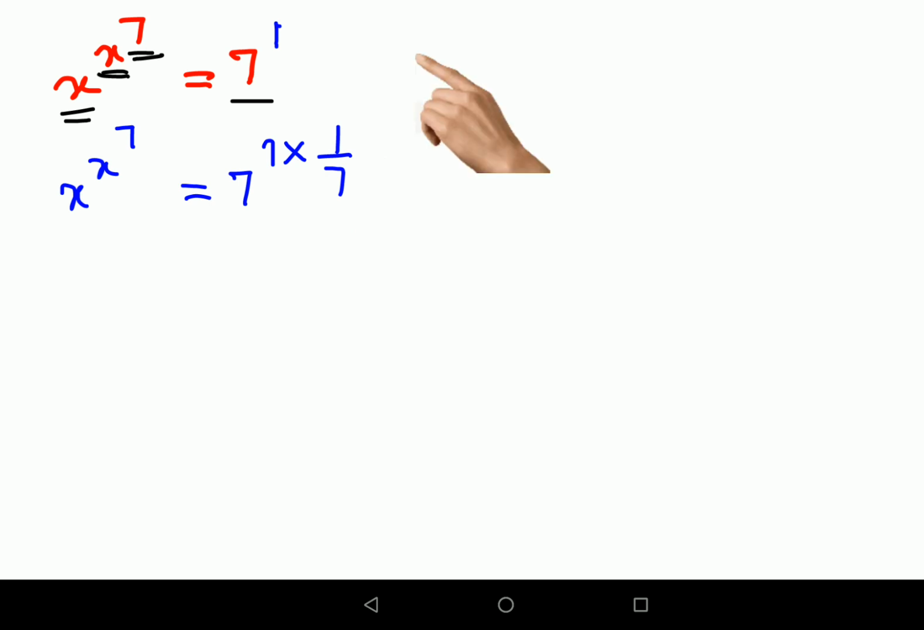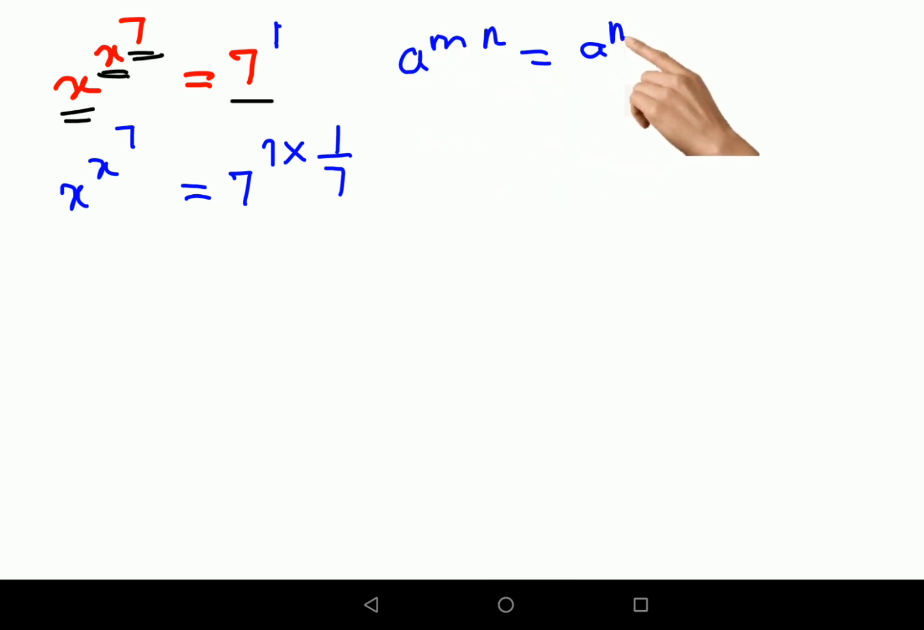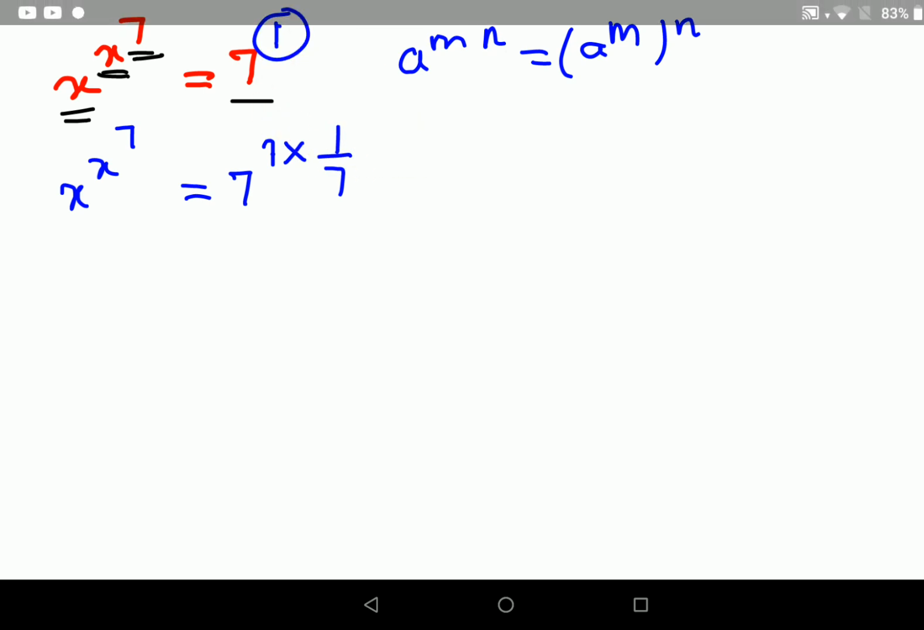Now understand, a raised to m into n can also be written as what? A raised to m, the whole raised to n. Now why have I done that? Because when I do that, this gets cancelled and I will still get the power of 1. So there is nothing wrong in doing that. Now you might be wondering, but why have I done that? Because there was nothing for us to work with, so I tried to expand the 1 in the form of 7.